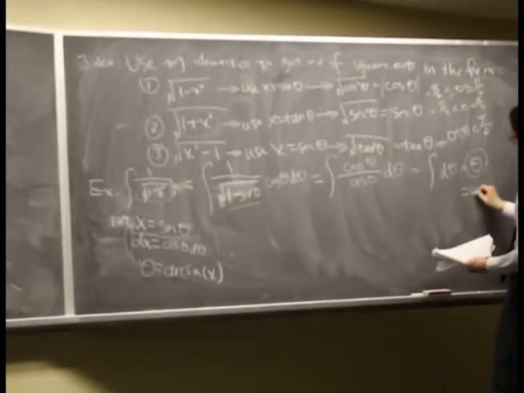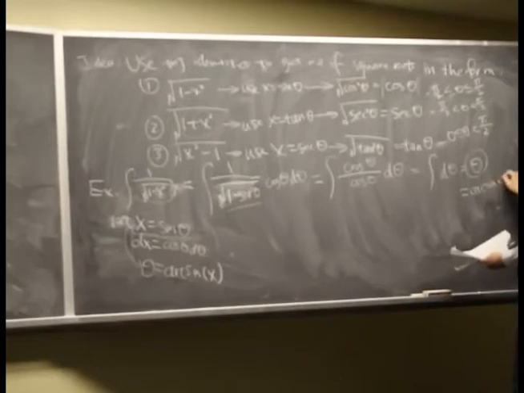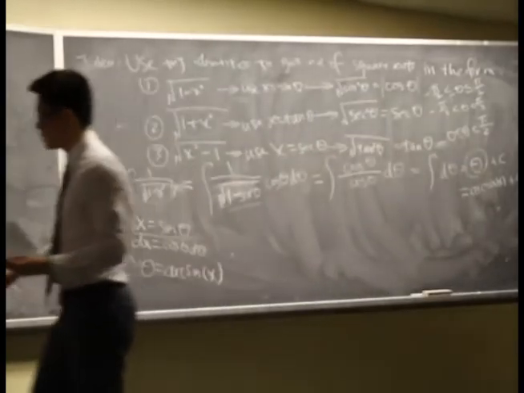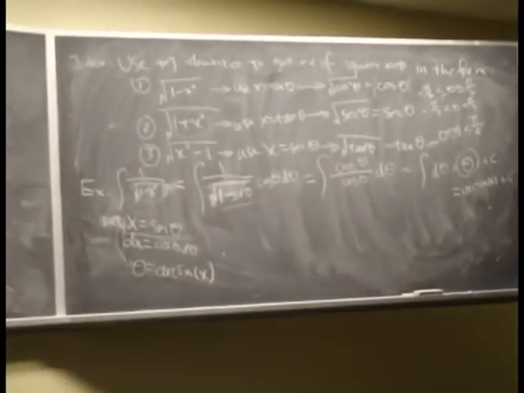Theta is equal to arc sine of x. So this is arc sine of x plus a constant. So I think that was relatively simple.